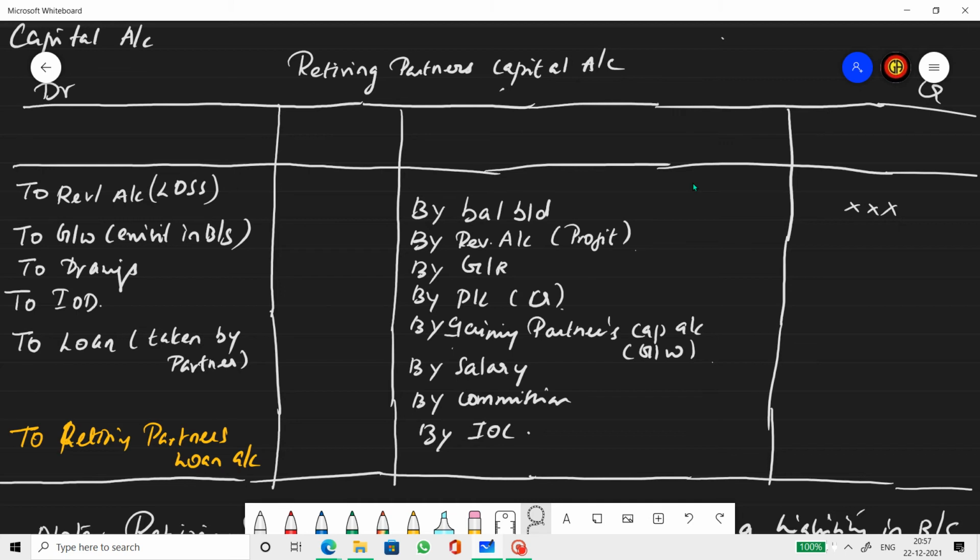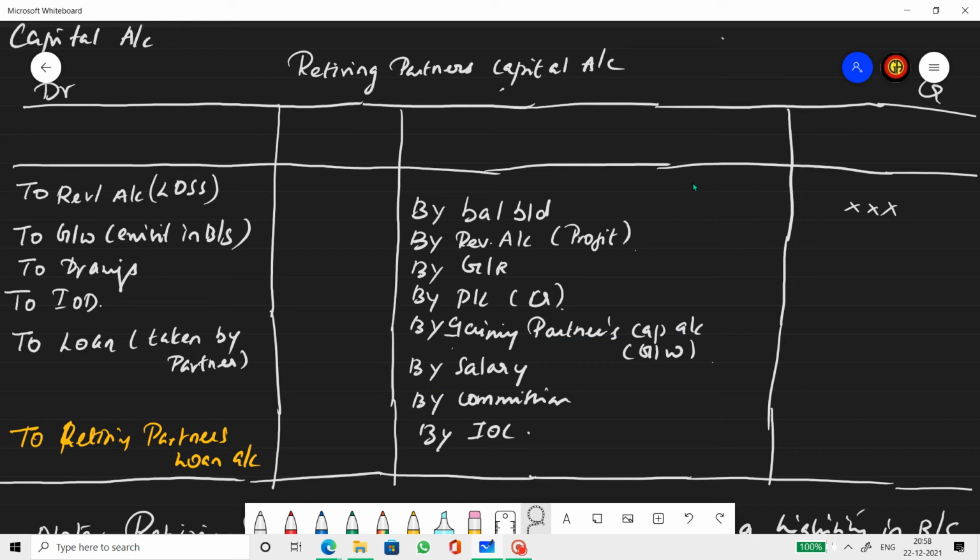Then by gaining partner's capital account, goodwill. So this is the goodwill at the time of retirement. So when a partner retires, if goodwill is valued, the goodwill will be distributed in the gaining and sacrificing ratio. In most cases it is the gaining ratio. Therefore, the gaining partner will compensate the retiring partner. So gaining partner's capital account debit to retiring partner's capital account. So that is why by gaining partner's capital account posting.